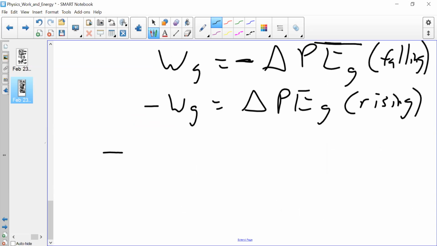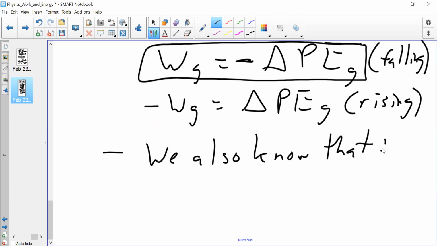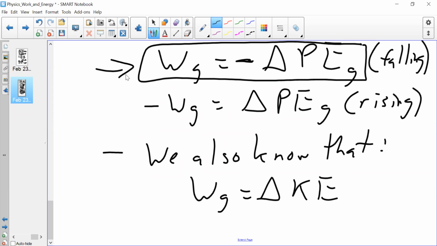So this is where we're going to start. The work done by gravity is equal to negative change of potential energy. We also know from first principles the work done by gravity is equal to change in kinetic energy. That's from the work kinetic energy theorem that we have been looking at some time before. So this equation here up top, we're relating the work done by gravity in terms of potential energy. We can set these two equal to each other because they're both equations for the work done by gravity, if you will.